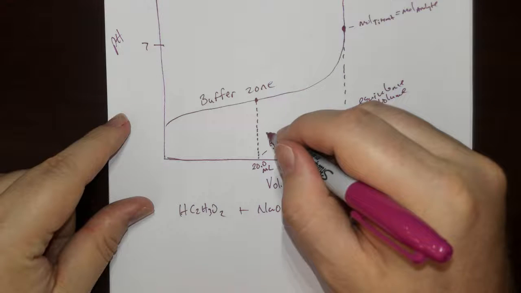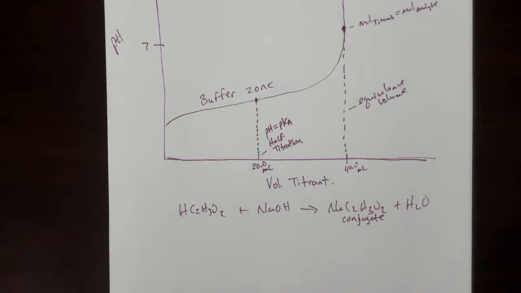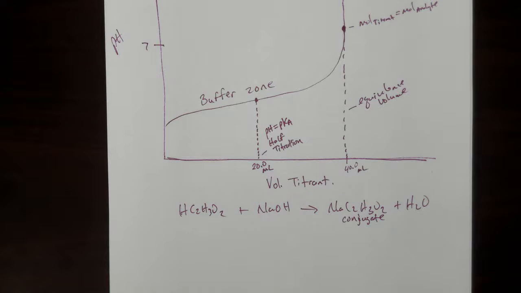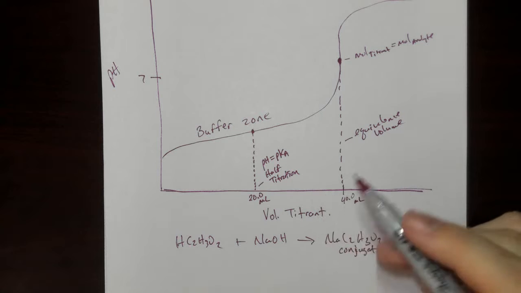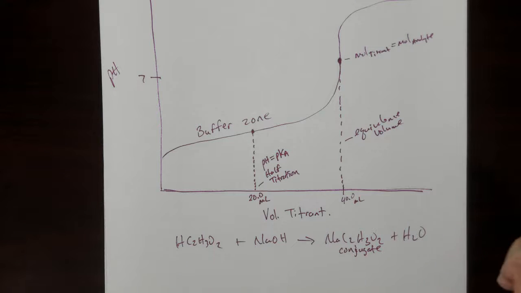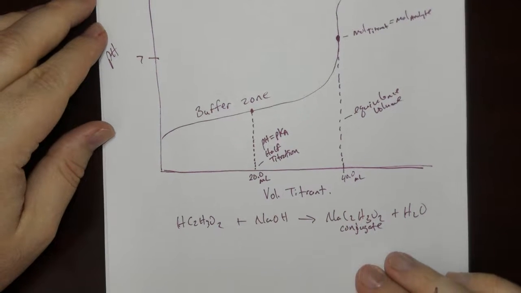And this is important because this is when the pH will equal the pKa of your weak species. And it would work for bases too. Obviously the curve would look different. It would start high and go low. And then the pOH would, or the pH would equal the pKb, that kind of stuff. But this is a very important point.